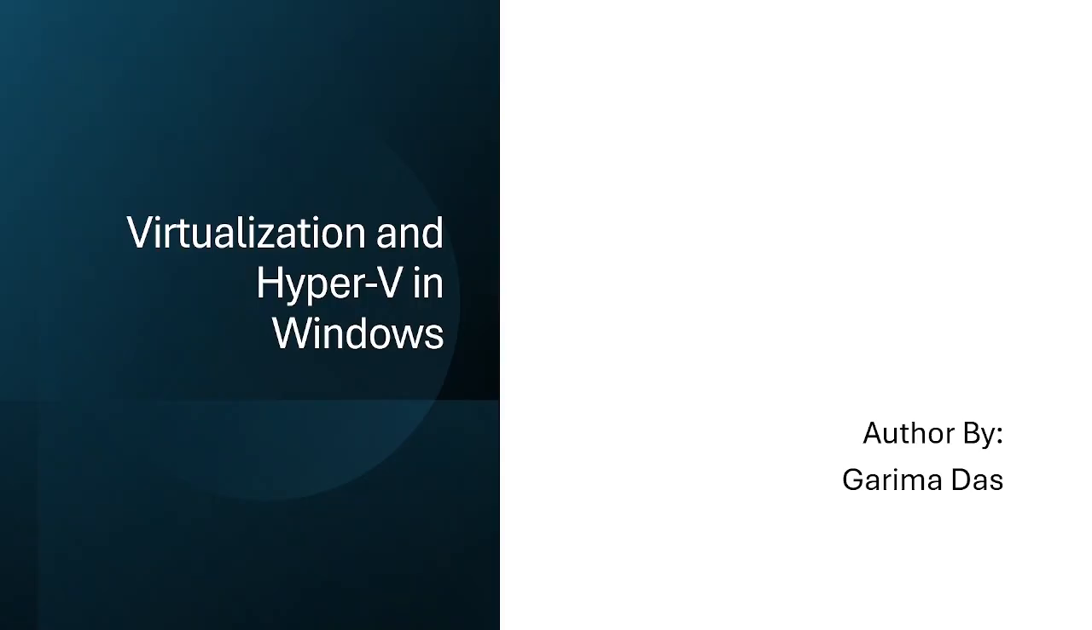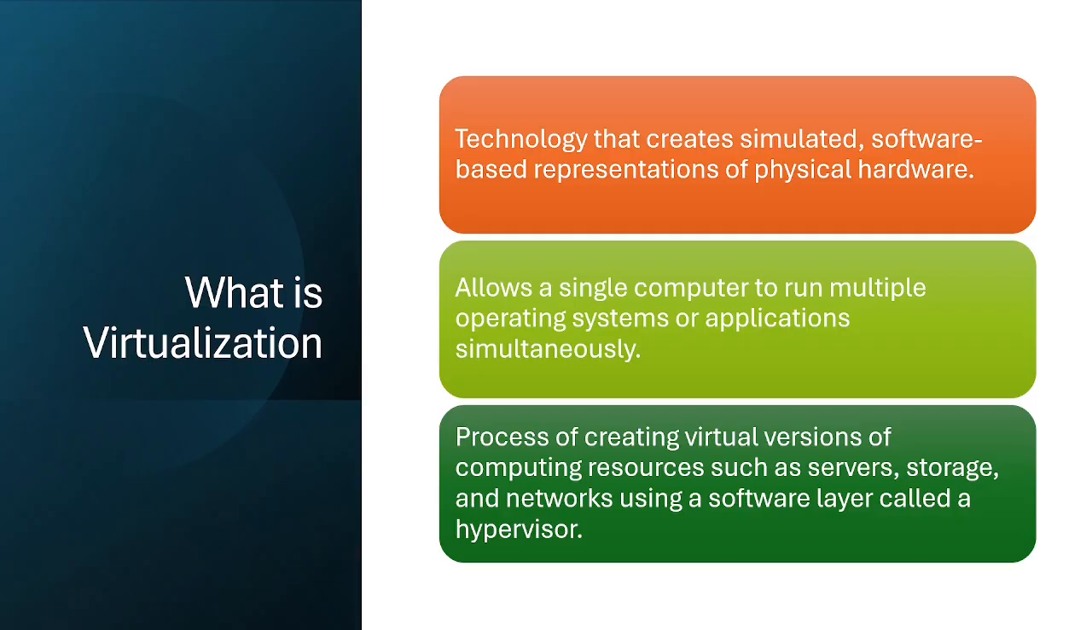Let's start with the basics of virtualization. Virtualization is a technology which helps to create a replica of any physical hardware in software. It allows users to run multiple operating systems or multiple applications simultaneously on a single computer. Virtualization is the process of creating virtual versions of physical computing resources, such as servers, storage, and networks. These virtual resources are created on a software layer, which is generally known as the hypervisor.